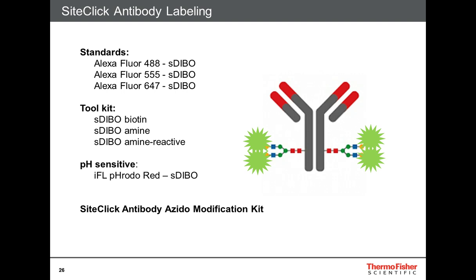So SiteClick antibody labeling consists of an antibody azido modification kit, which will get you as far as the azide-modified antibody, and then at that point you can choose from a list of different S-dibo conjugates to attach to this antibody. So a few different Alexa Fluors, of course our IFL pHrodo red S-dibo, and then a toolkit of other compounds so that you can attach really whatever you would like to have on your antibody.